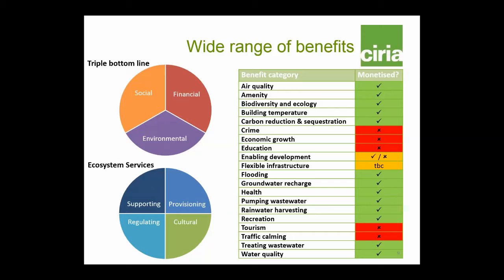We initially set this out using an ecosystem services framework, which has four key categories, which you can see in the bottom left there. But we also started to realize that people would like to see results in different contexts. So we've looked to transfer these benefit categories, which practitioners and users will easily understand, and map them to a triple bottom line approach as well.